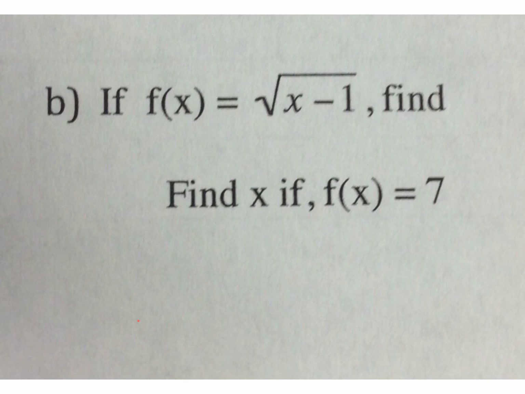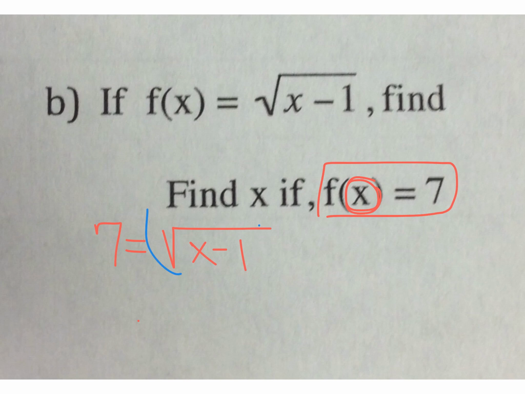All right, this one stumps some people. This is saying that the function is equal to 7, not x is equal to 7. If x was equal to 7, there would be a 7 right here for x. So this is saying that 7 equals the square root of x minus 1. So what do you do first? You should square both sides to get rid of your square root.